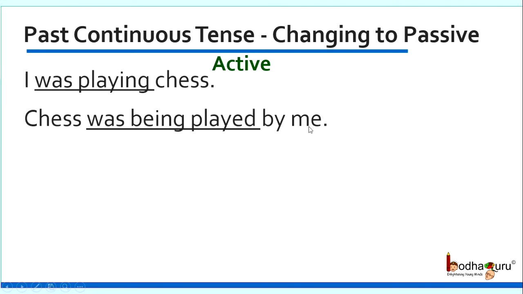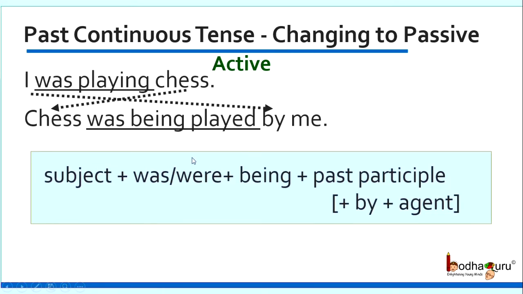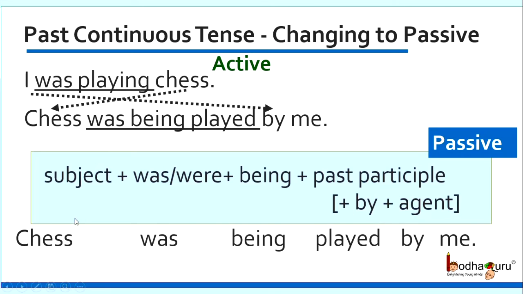And what is the rule we followed here? The object becomes the subject and the subject, as we saw, is the agent which is performing the action. And the format here is the subject plus was or were plus being, which shows the continuity of the action, plus the past participle and the optional part by plus agent. So, chess was being played by me.